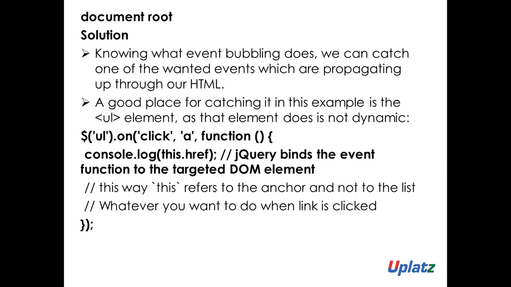So the solution: knowing what event bubbling does, we can catch one of the wanted events which are propagating up through our HTML. A good place for catching in this example is the UL element, as the element does not always stay dynamic. So if we click on that A element, you will get a console message. jQuery binds the event function to the targeted DOM element, so this refers to the anchor and not to the list. Whatever you want to do when the list is clicked. That is the solution to this particular event bubbling.